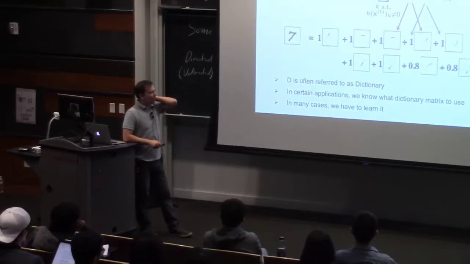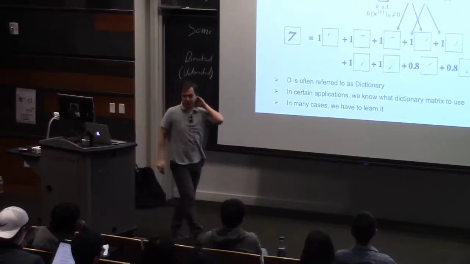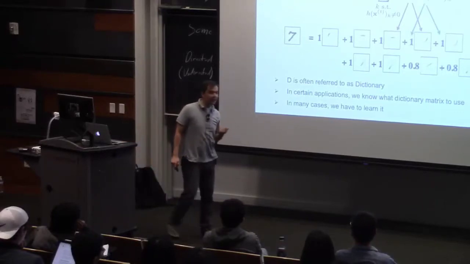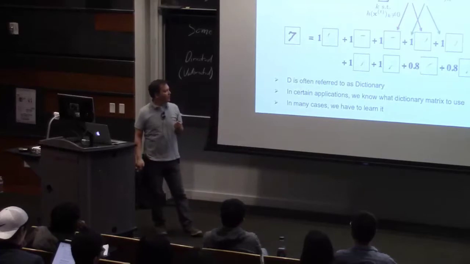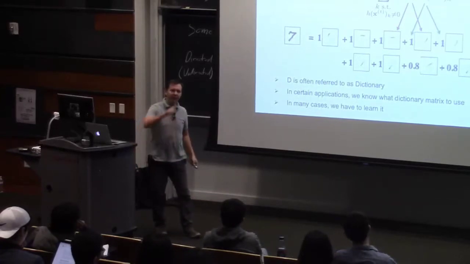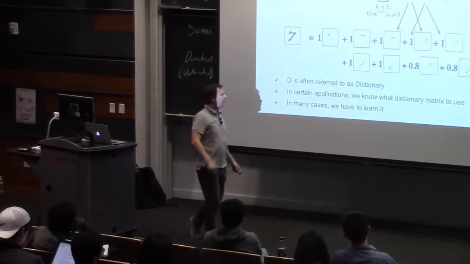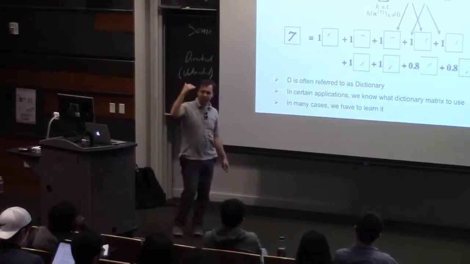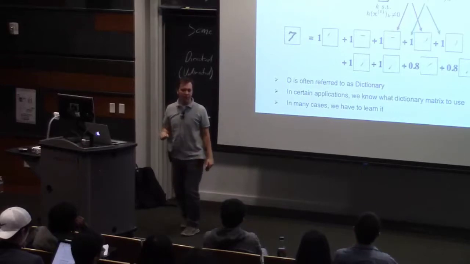In some domains, we might know what dictionary matrix to use. But in many applications, we don't have it, and so we have to learn it. So we have to effectively learn the parameters of the decoder, and we have to do the inference, which is trying to figure out the states of the hidden variables.